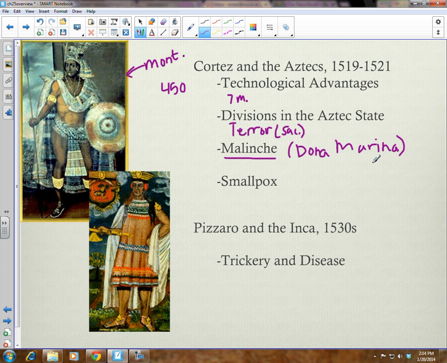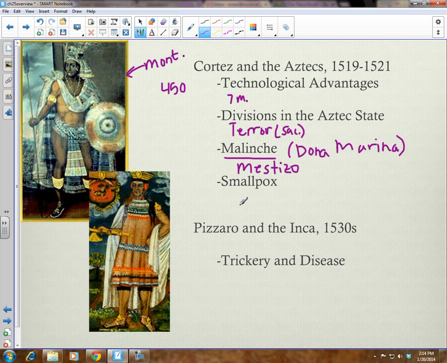Interestingly, she is not featured in any of the Spanish artwork from this time period. Apparently, they did not want to give her a spotlight. Her children that she has with Cortez are the first mestizos, ushering in a new social group of people.